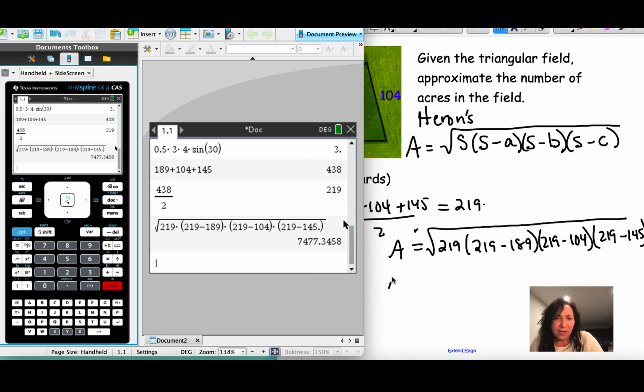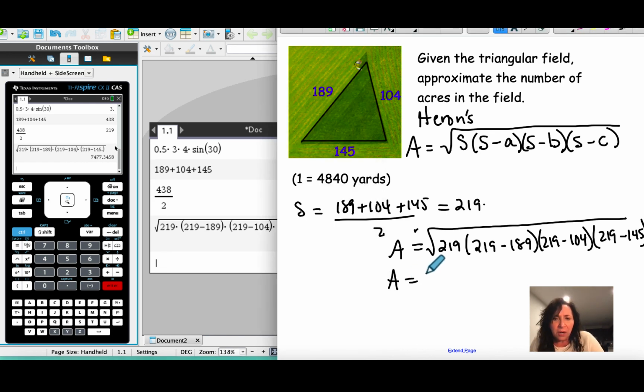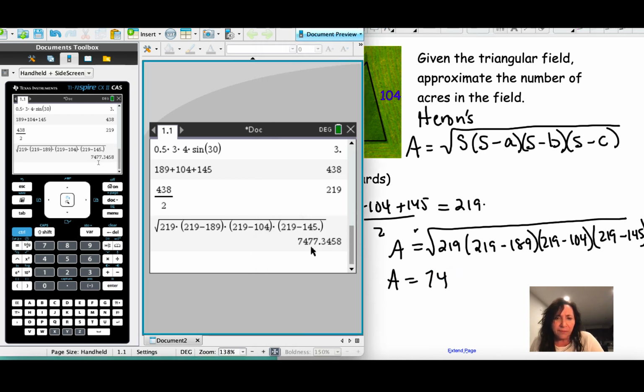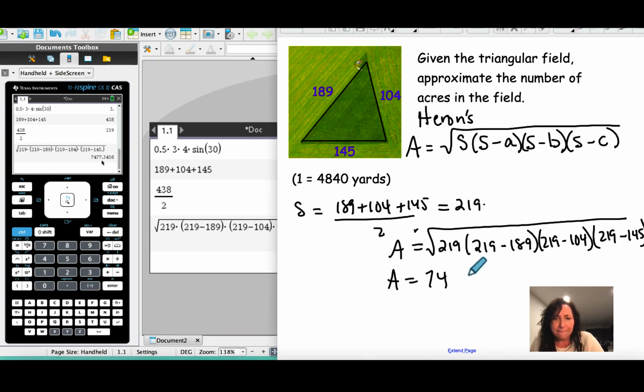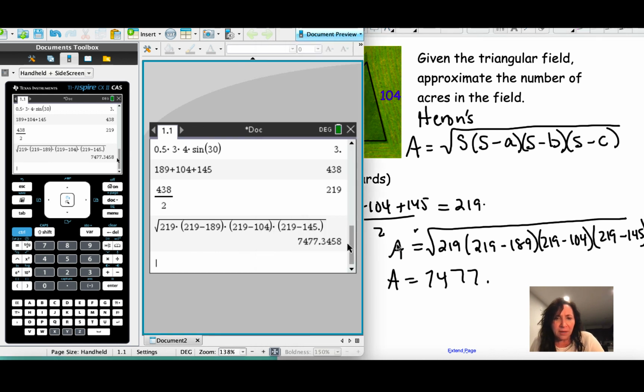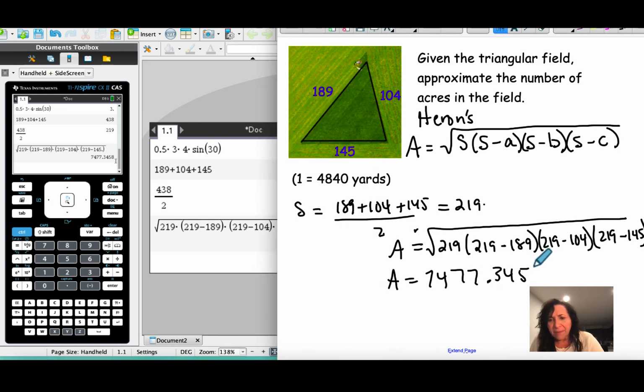What do we get? The area is 7,477.3458. So that's my area. We know this is yards, so I'm going to go yards squared, because area is always squared.